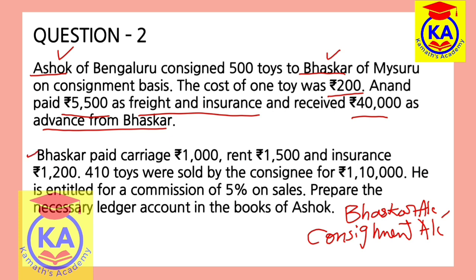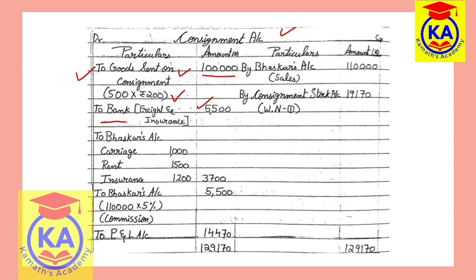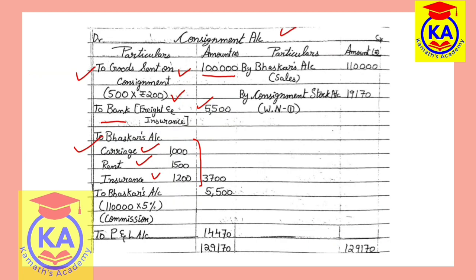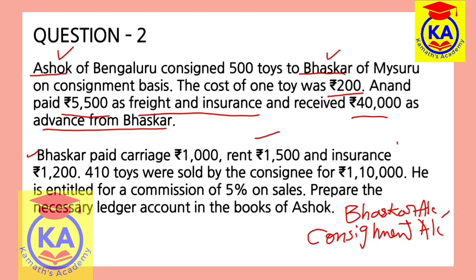Bhaskar paid carriage rupees 1,000, rent 1,500 and insurance 1,200. So all three are consignee's expenses. So to Bhaskar, account, carriage, rent, insurance. So if you add the three, you are going to get 3,700.